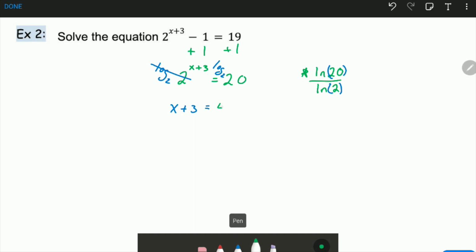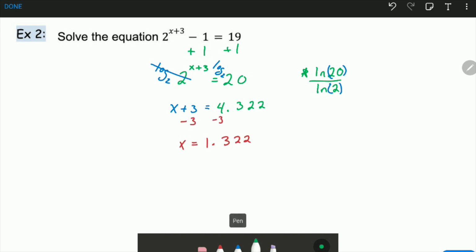So we have 4.322 if I round to 3 decimal places. Then I have one more step to get x by itself. I'll subtract 3 from both sides. Get x equals 1.322 as an approximate answer.